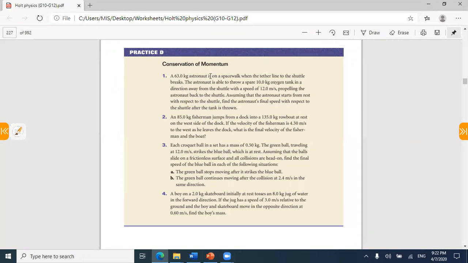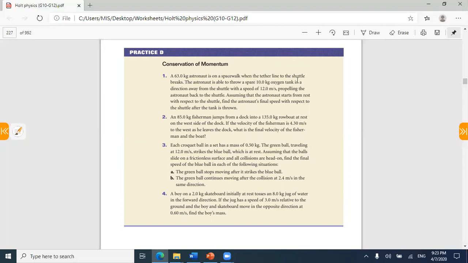A 63 kilogram astronaut, this is M1, is on a spacewalk when the tether line to the shuttle breaks. The astronaut is able to throw a spare 10 kilogram oxygen tank. So M1 is 63 kilogram, M2 is 10 kilogram. But everything was at rest. Why? We can get it from here. They are saying here, assuming that the astronaut starts from rest and the astronaut was holding the tank. So what does this mean? As if the oxygen tank and the astronaut are both at rest in the beginning.